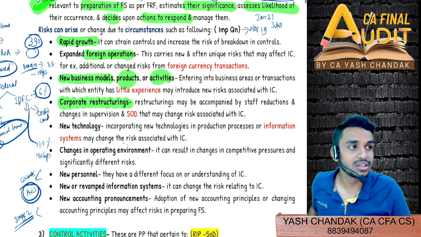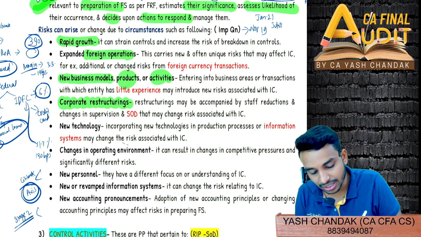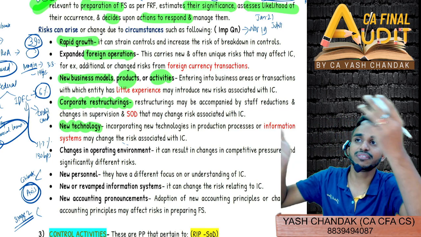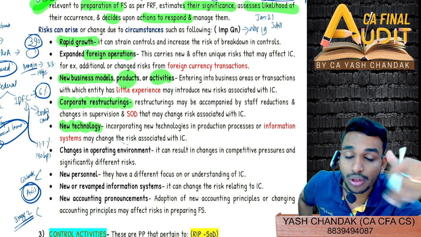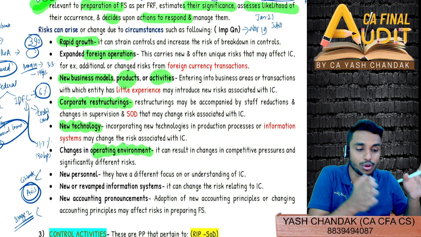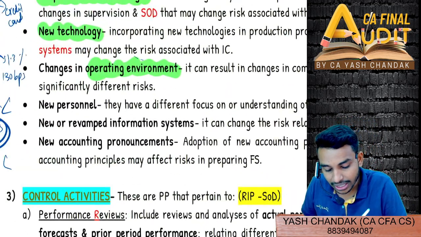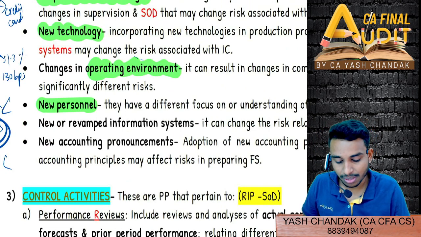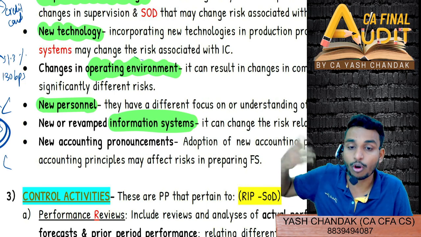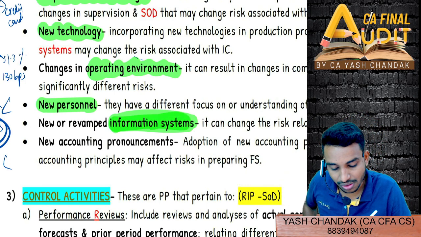Because of that restructuring, mergers and amalgamation, or any sort of restructuring, there would be a new technology in your entity. And also once you are restructured with the foreign entity, the foreign laws will also apply. There would be an operating environment change, because you were in India, and now you have gone to the US or any other foreign location, and new personnel will also be there. Similarly, a revamped information system, what I told you, because of the new system, the changing operating environment, new country, new foreign operation, rapid growth, a change in information system will be there.